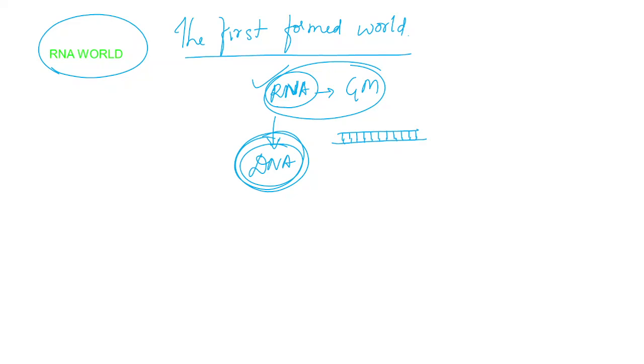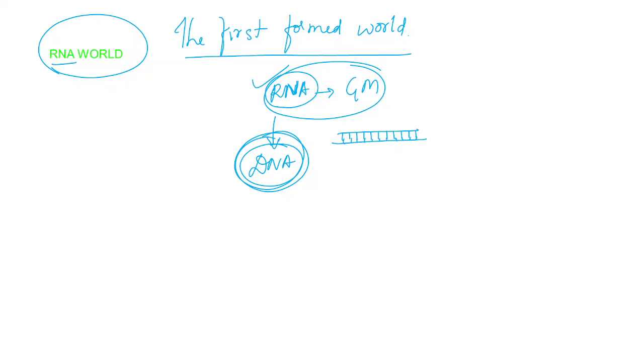Okay, firstly, at the beginning, the life forms used to have what? RNA as their genetic material. Most of the living organisms at the beginning of life on earth did have RNA as their genetic material. That was called the RNA world. At that time, maximum organisms used to have RNA as their genetic material.